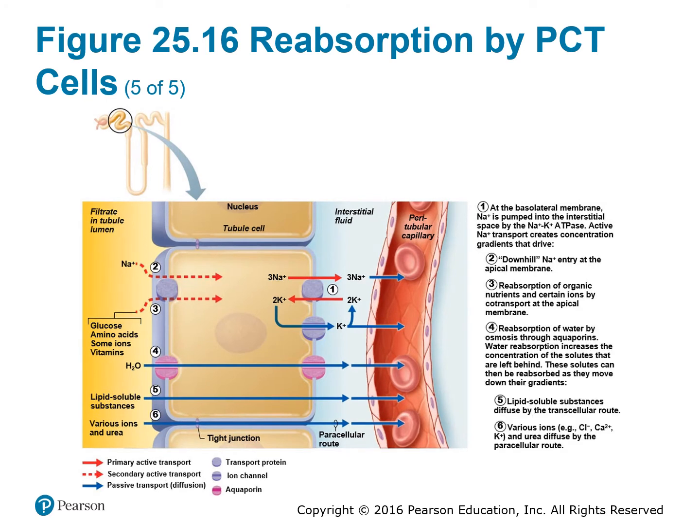Number 4 right here, reabsorption of water by osmosis, which is the diffusion of water through aquaporins, those water pores. Water reabsorption increases the concentration of the solutes that are left behind. These solutes can then be reabsorbed as they move down their gradients. Lipid-soluble substances diffuse by the transcellular route that we just talked about. Number 6, various ions, chloride, calcium, potassium, and urea diffuse via the paracellular route.